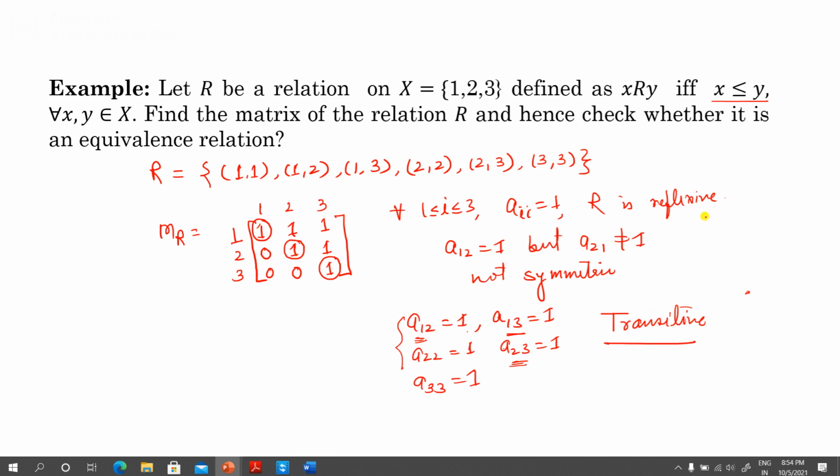The relation is reflexive and transitive only, but not symmetric. That's why it is not an equivalence relation. So in this way, we can find the matrix of a relation and we can check whether the given relation is reflexive, symmetric or transitive.